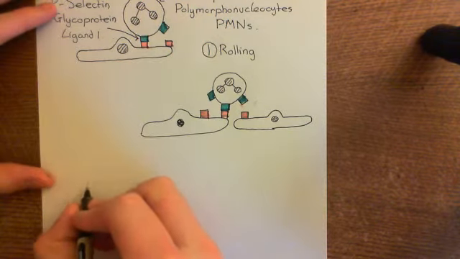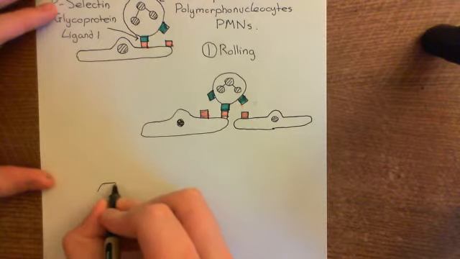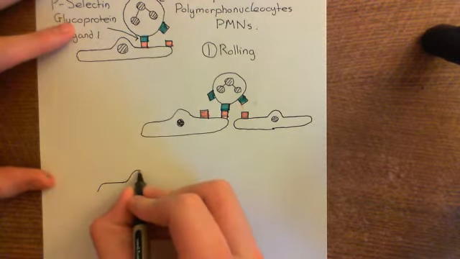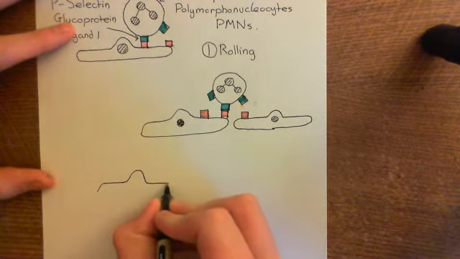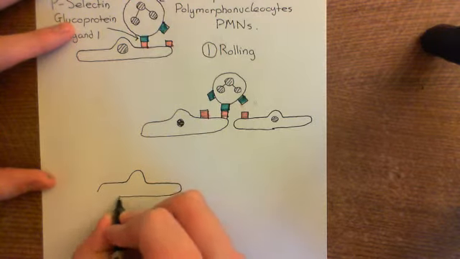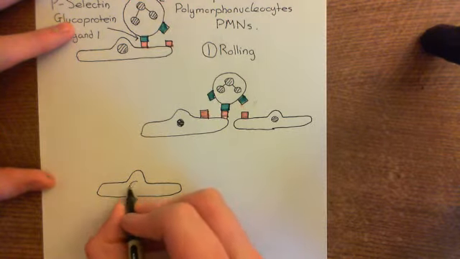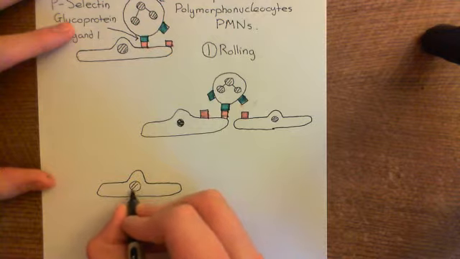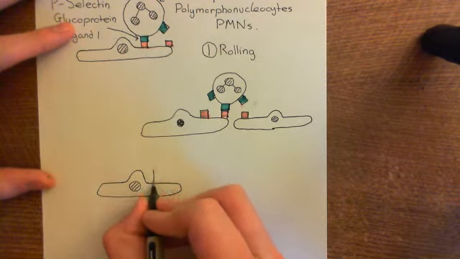So let me show you what's going to happen now. Eventually the neutrophil will come to a halt. Okay, so here is our endothelial cell. Here is its nucleus here. And now the neutrophil has come to a halt.